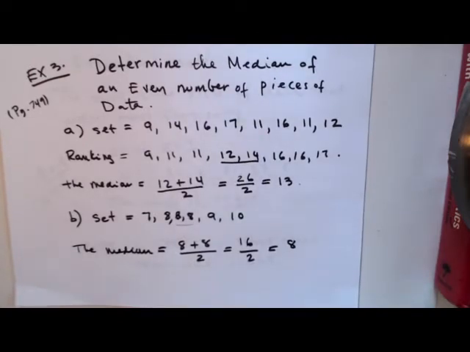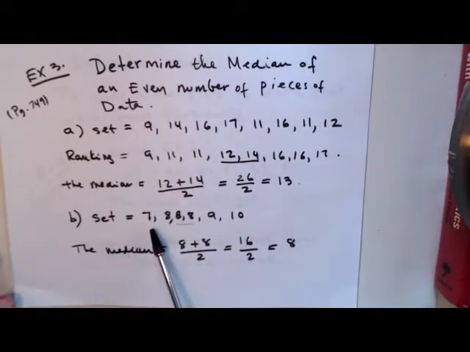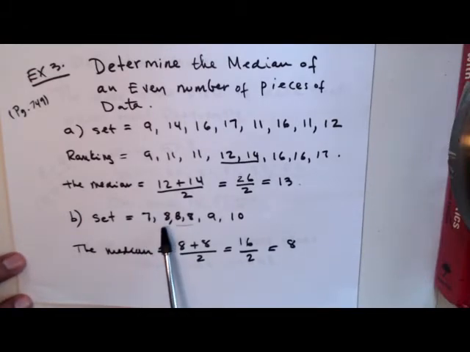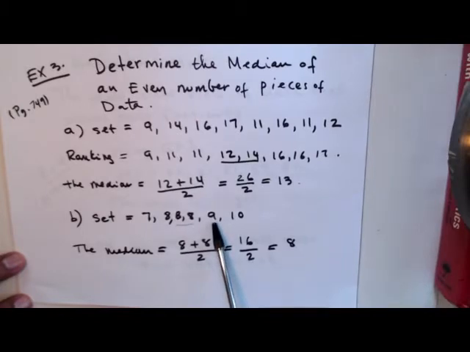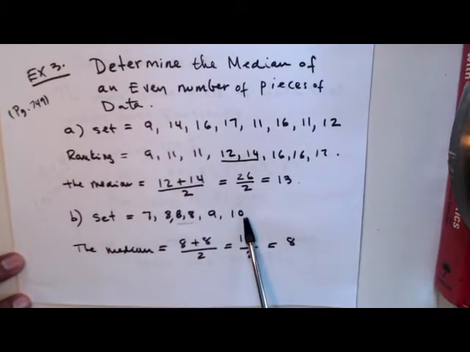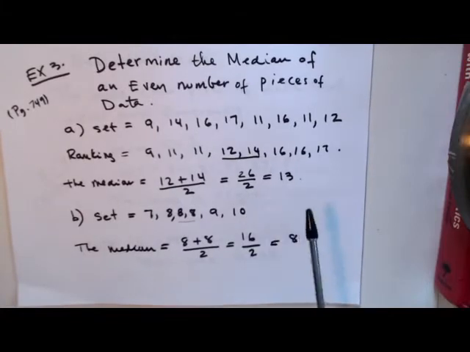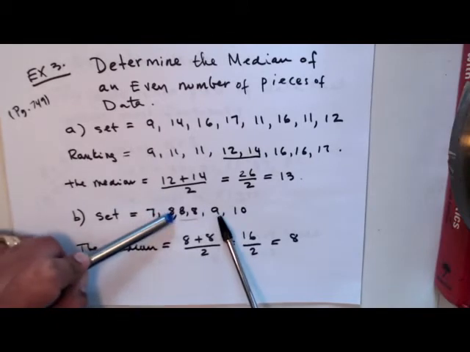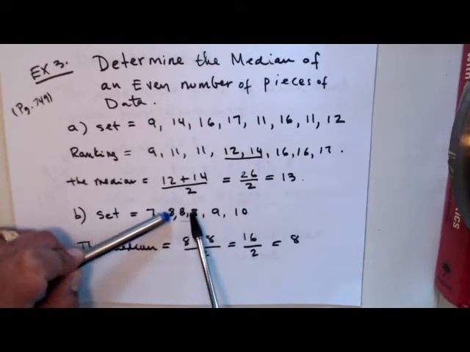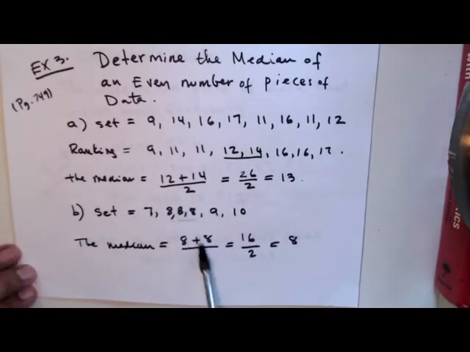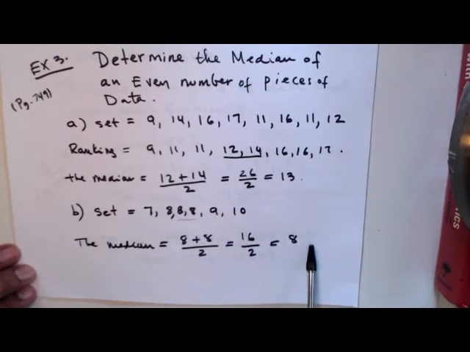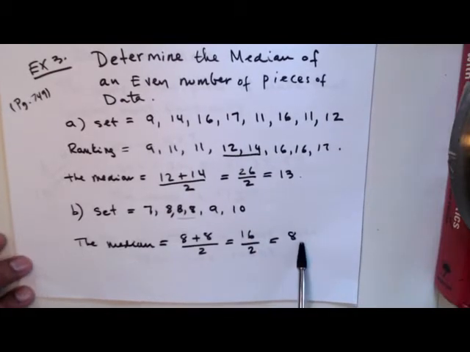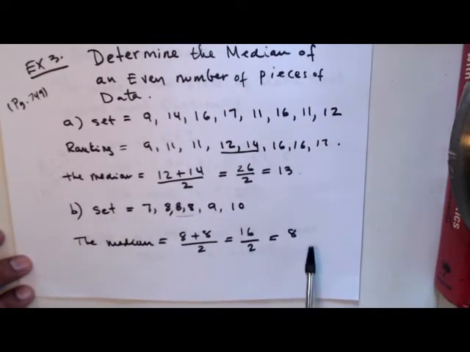Now, let's look at example B. We have a set consisting of 7, 8, 9, and 10. We'll do the approach again. We take one from the left and one from the right, one from the right, one from the left. We end up with 8, 8. We take the average of these two: 8 plus 8 divided by 2, which is 16 divided by 2, equal to 8. So the median for this set is 8.